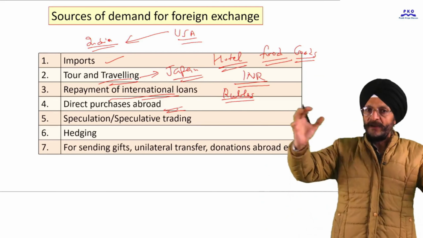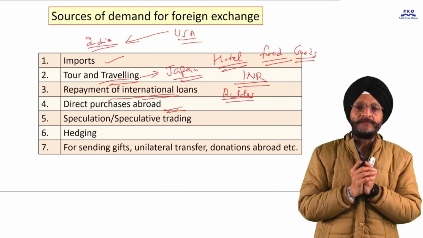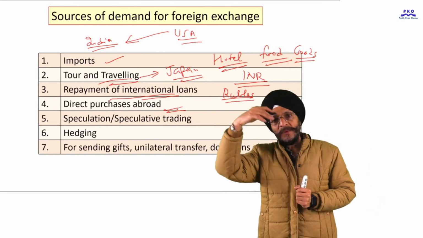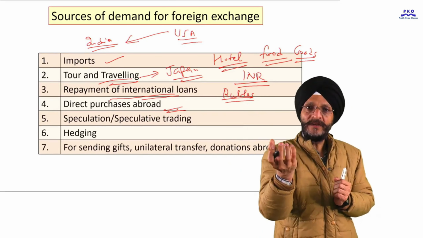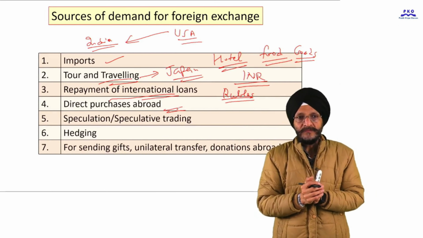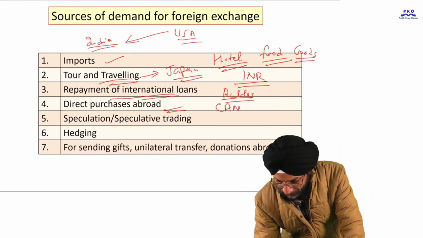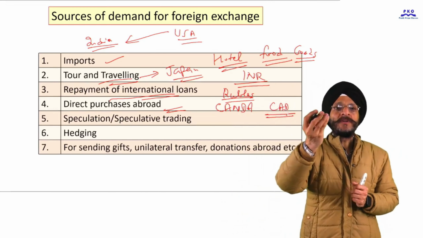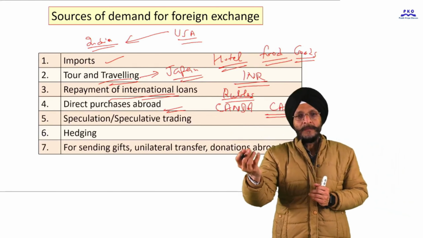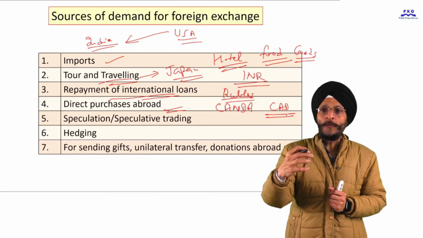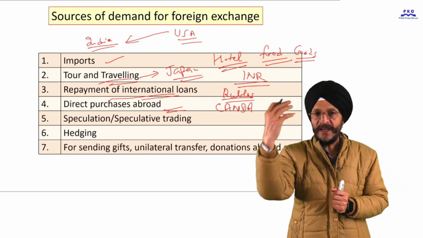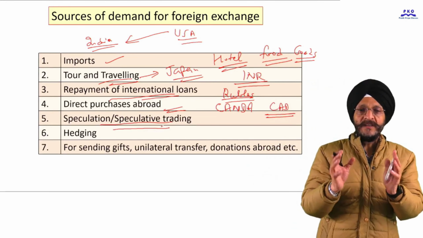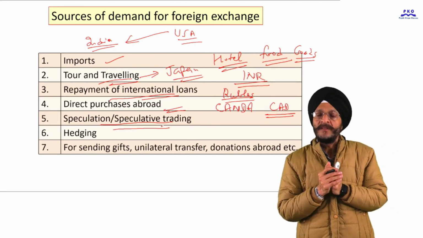We are a businessman. We have sufficient money in the form of Indian rupees. We want to make investments abroad because we have enough money. So when we make investments abroad, we will require foreign currency. If we want to make certain purchases in Canada, we will require Canadian dollars. So for direct purchases abroad, to purchase their shares, to acquire certain businesses, industries, or manufacturing units in Canada or any other country, we will require foreign exchange. Then, speculation or speculative trading. In the foreign exchange market, there are speculators also.